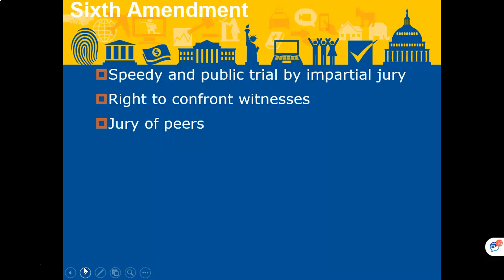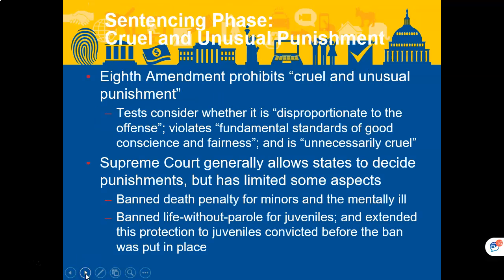Sixth Amendment also guarantees a speedy and public trial. It also guarantees a right to confront witnesses, and it guarantees a jury of your peers if you want one.